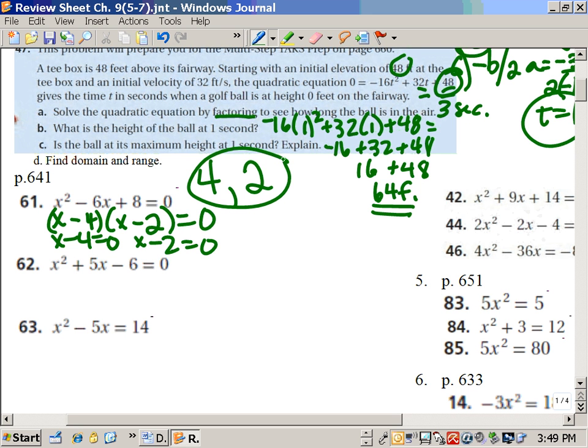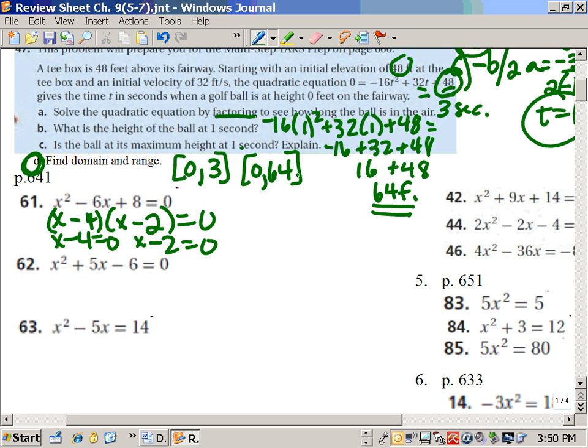You know what? Hold on a minute. I just realized that D said domain and range. All right, since we're talking about this type of problem, I know that the domain is the number of seconds that the ball is in the air. I can't start the time before the ball is in the air, and I can't go beyond the time that the ball is in the air. So the domain for the ball is going to be between 0 and when it hits the ground, which was 0 to 3. The range is going to be from 0 to its highest point, which is 64.